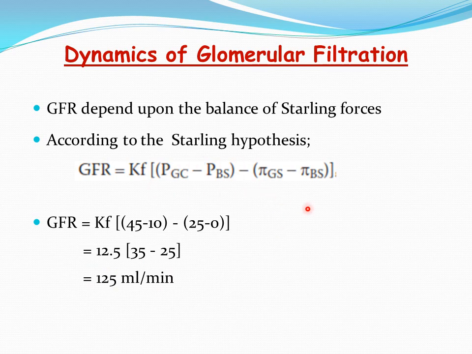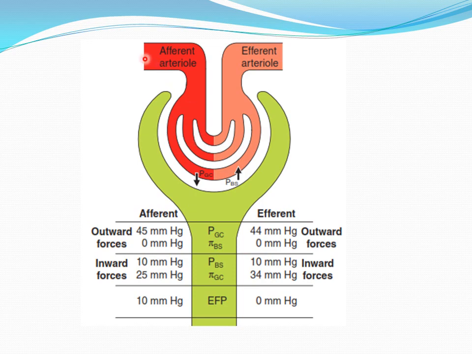So the GFR ultimately depends on the various Starling's forces. Look at this same picture showing the efferent arteriole. Here are the hydrostatic and oncotic forces in the capillary, and similar forces present here. These are known as outward forces that favor the filtration, and the inward forces that oppose the filtration. The difference between the outward force and inward force ultimately will be 10 millimeters of mercury. Multiplying that pressure difference with the filtration coefficient gives 125 ml per minute of GFR.